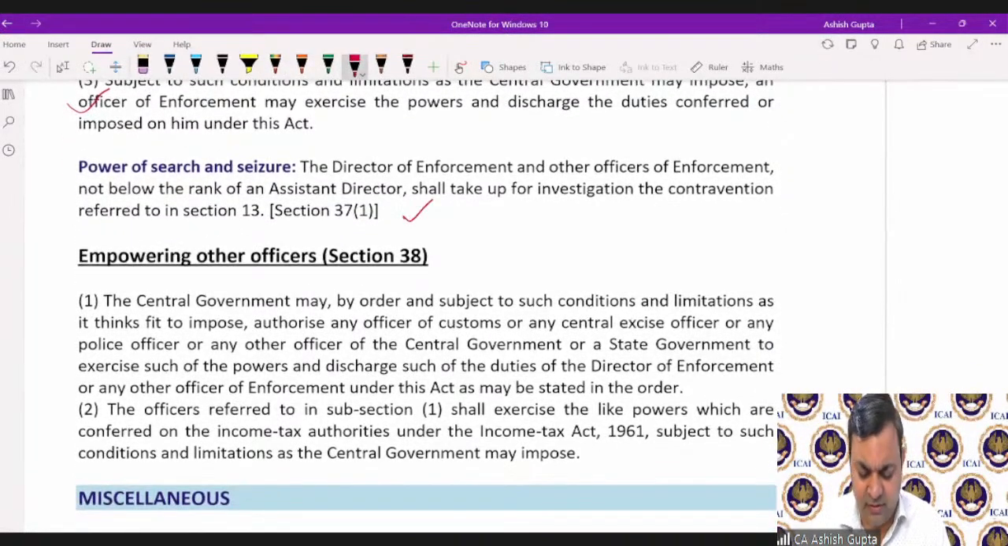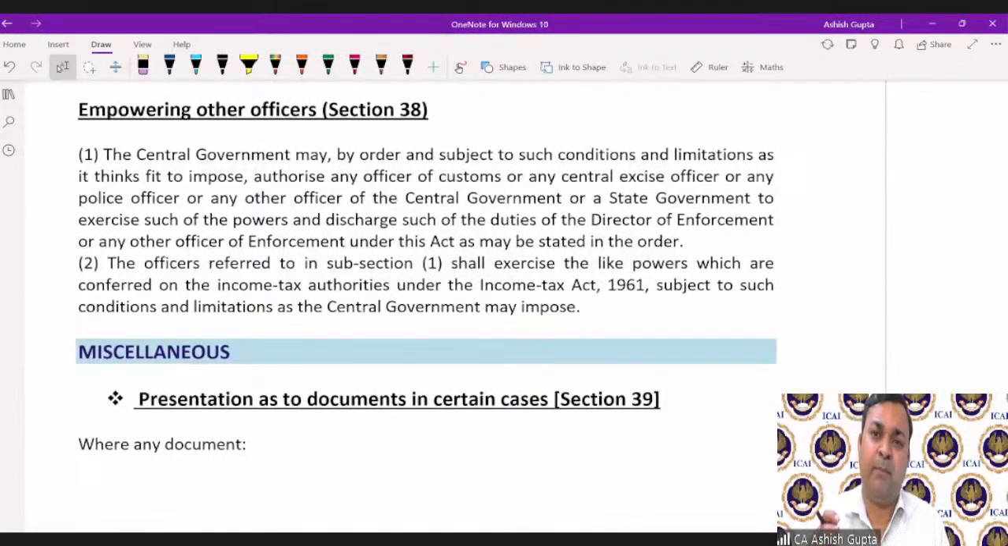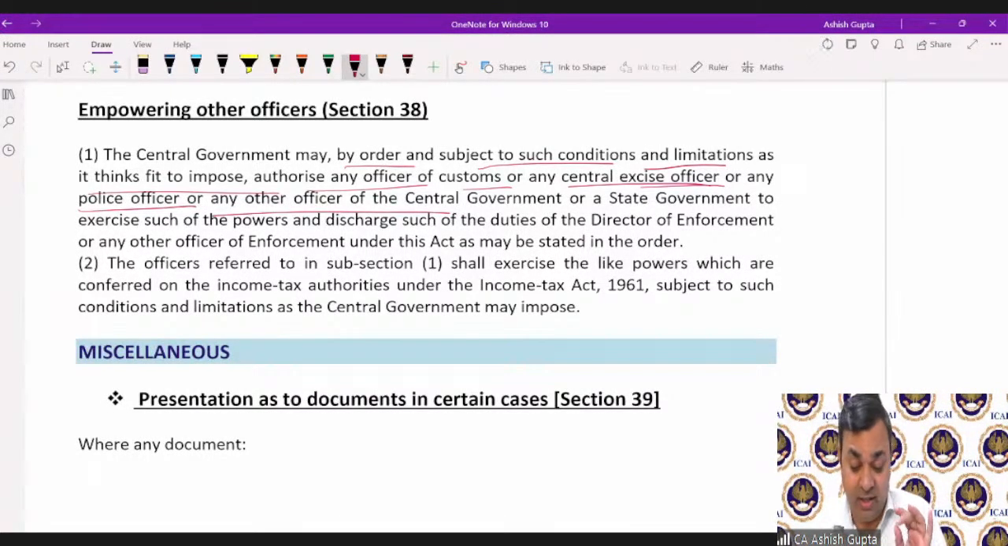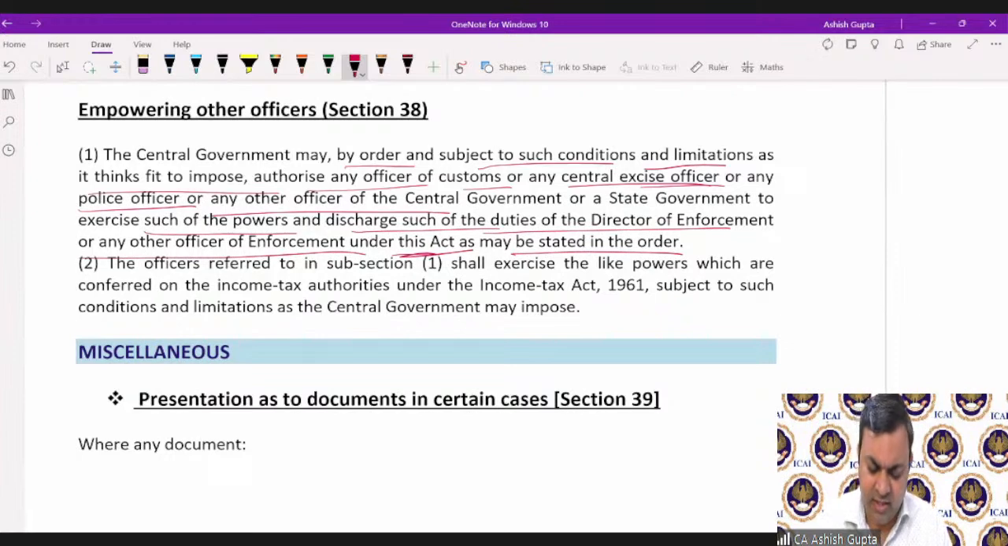Section 37 talks about search and seizure, and section 38 about empowering other officers. Again, theoretical part. The central government may by order, subject to such conditions and limitations as it thinks fit to impose, authorize any officer of customs, any central excise officer, police officer, or any officer of the central government or state government to exercise such powers or discharge such duties of the Director of Enforcement or any other officer of enforcement under this Act as may be stated in the order. The officer referred to in subsection 1 shall exercise the same powers as income tax officers exercise during search and seizure.